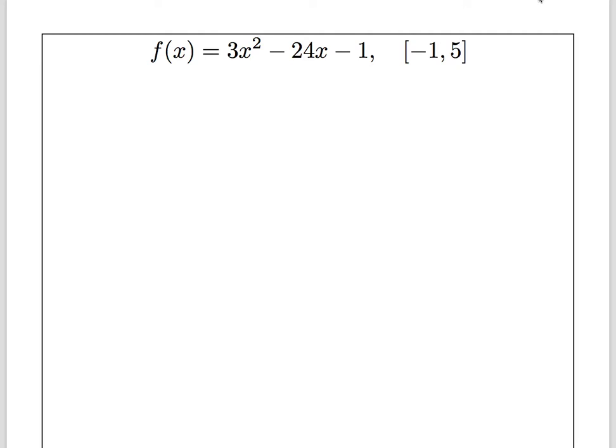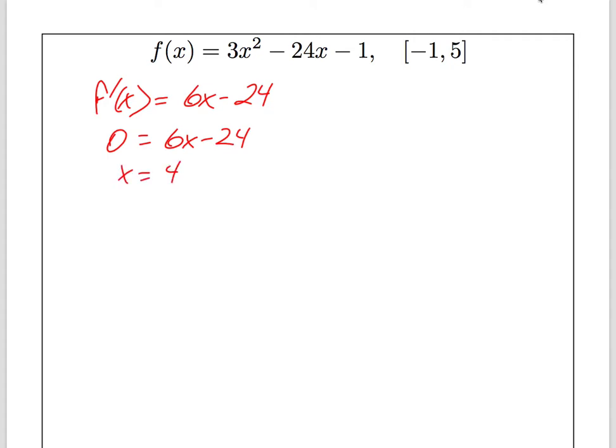Alright, f of x equals 3x squared minus 24x minus 1. What do you think we need to do to get started? Derivative. So 6x minus 24. Then what? Set it equal to 0. So what am I going to end up with? x equals 4. What is 4? Critical point. And that is where this stops being like relative extrema.